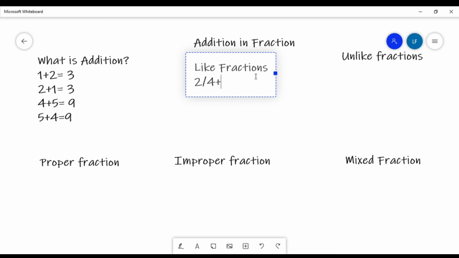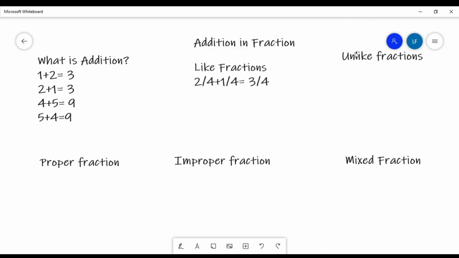Now what does this equal? Well, in addition of fractions, you don't add the denominators and the numerators together. Instead, if the denominators are the same, you just add the numerators together. In the case of like fractions, you just add the numerators, which equals 3 by 4.